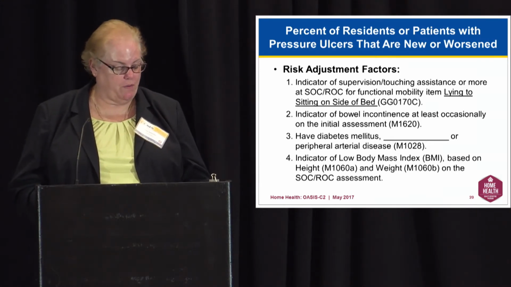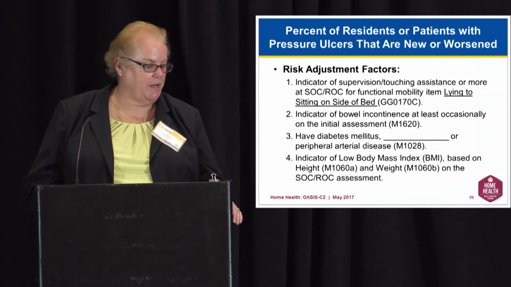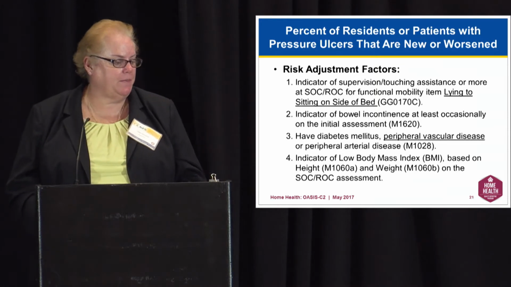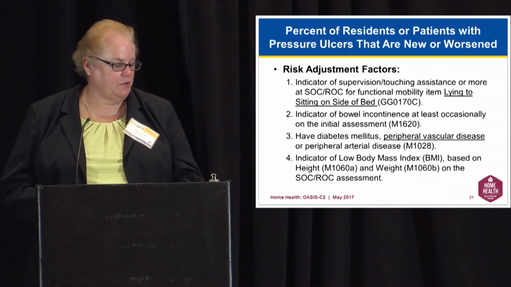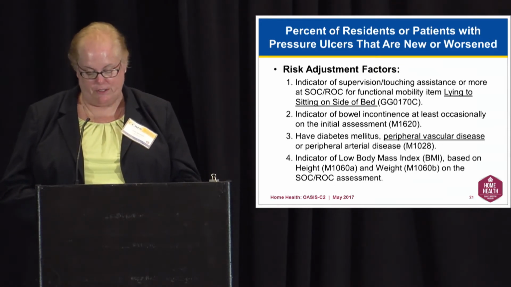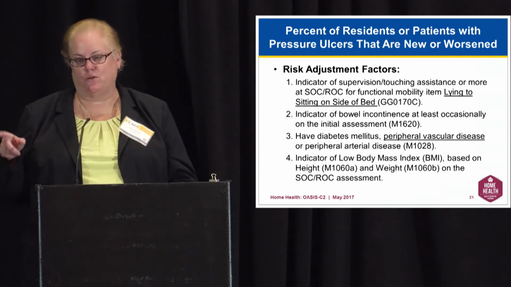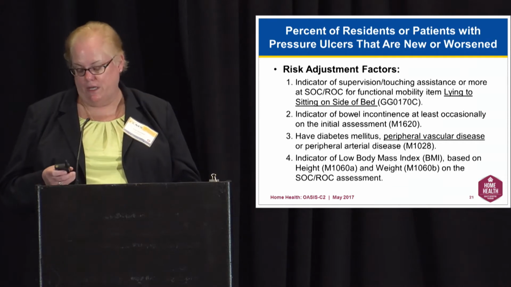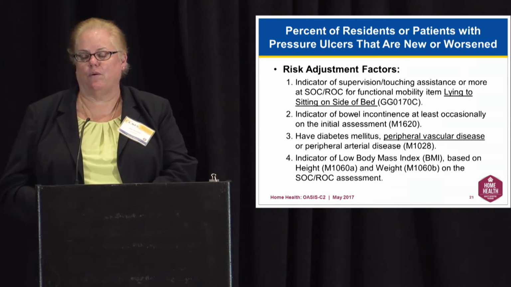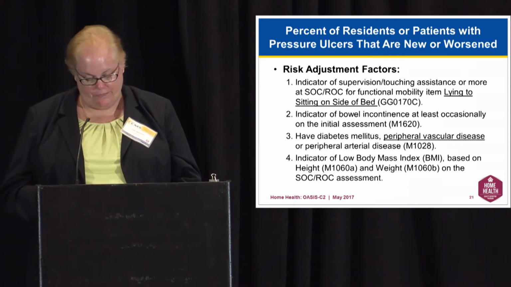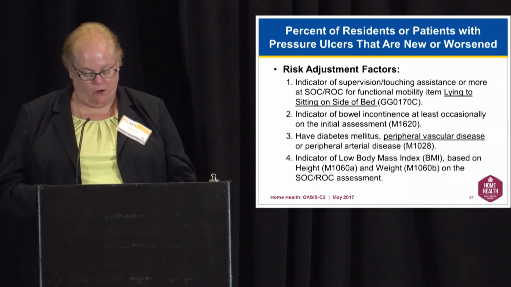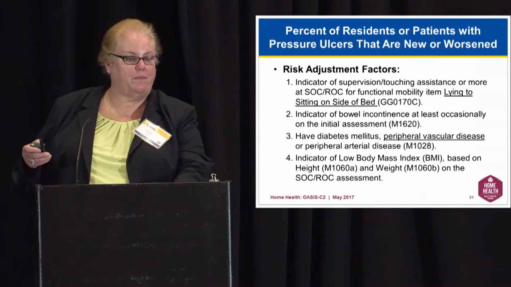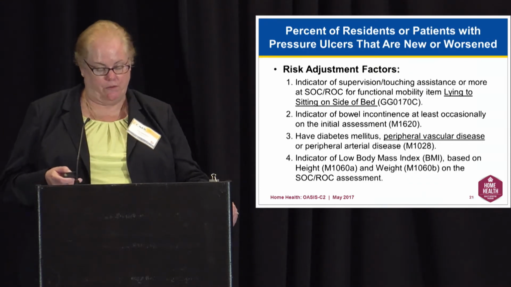So yes, you are correct: lying to sitting on the side of the bed. And then we have diabetes mellitus, peripheral vascular disease, or peripheral artery disease, and that would be coded at M1311. Again, we're going to go into more detail on coding of these and all of the criteria around it tomorrow. And then, of course, we have the low body mass index. Notice it doesn't have anything about a high BMI. It's just low BMI for this particular measure.